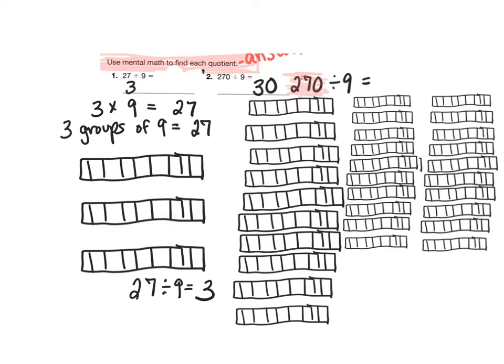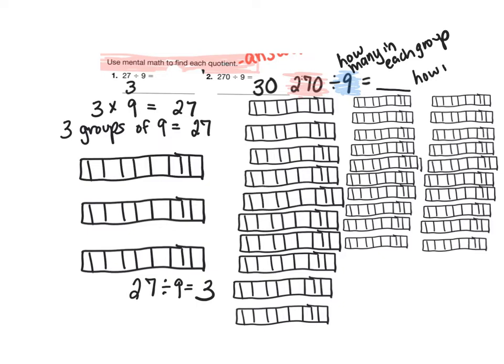And I divided them into groups of 9, because with division you can imagine it as being either how many in each group, or you can imagine it as how many groups. So in this case, we've got how many in each group. We've got 9 in each group. And so the question is, how many groups do we have?